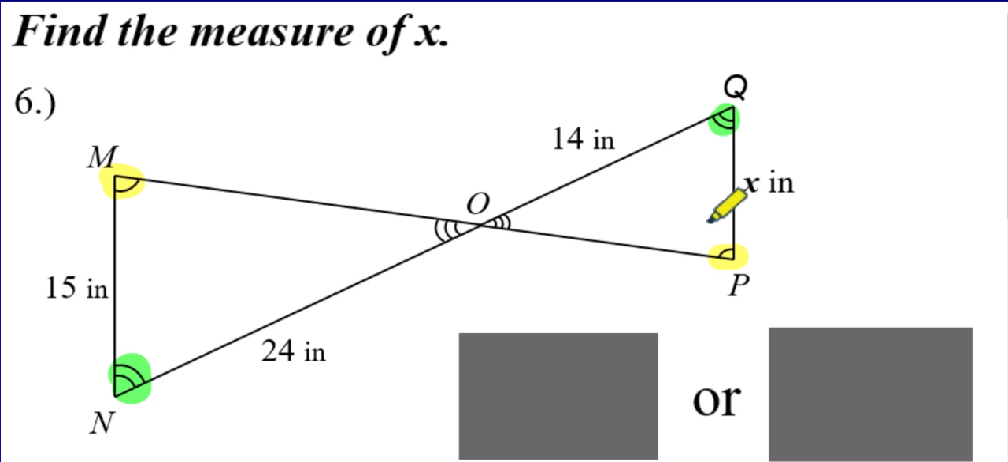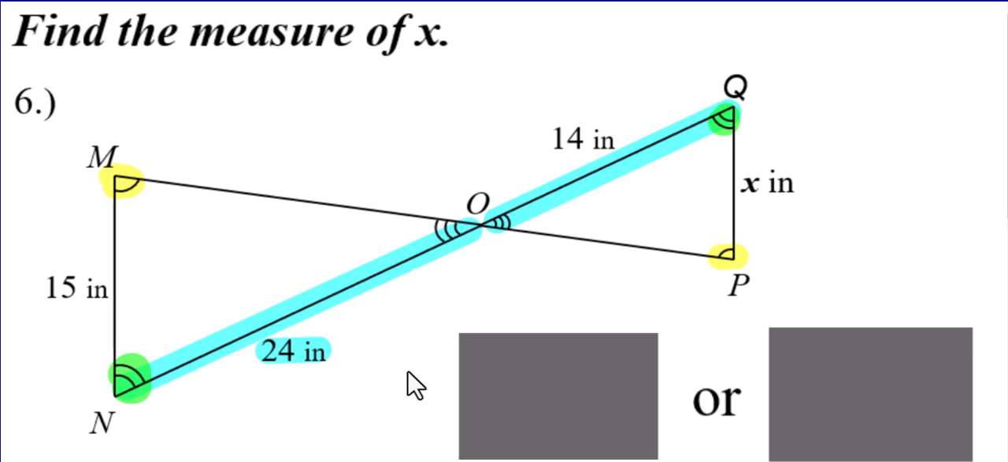So you will have some drawings like this. In fact, spoiler alert, there's a problem coming up that's really similar. So just be aware of that. So the 24-inch side, which touches the triple arced angle and the double arced angle, actually corresponds to the 14, which also touches the triple arced angle and the double arced angle. So if you're like, I'm looking for the side down here, the PO, no, you're not. QO actually corresponds to NO. So that's how this type of drawing works.